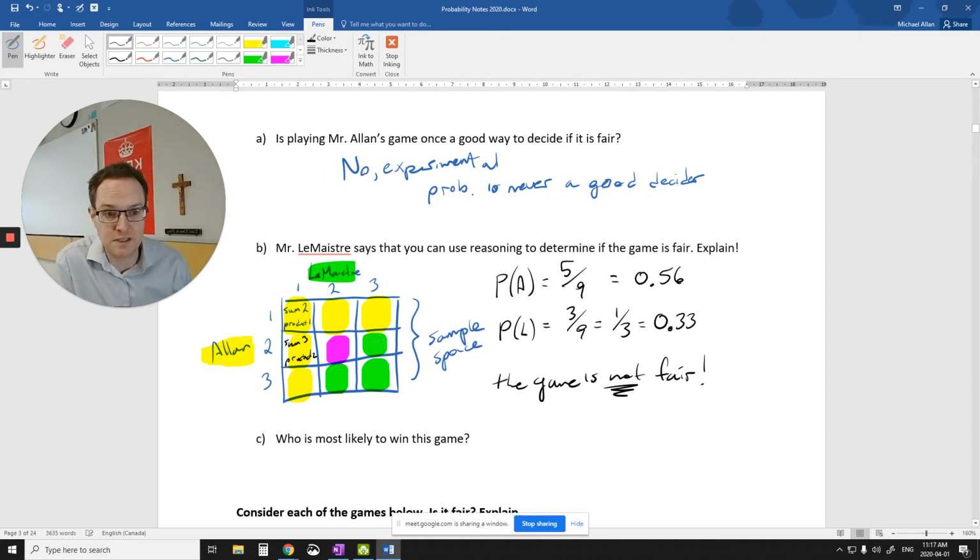There's also a chance it will tie as well. You can see that there's a 1 in 9 chance that it will tie.